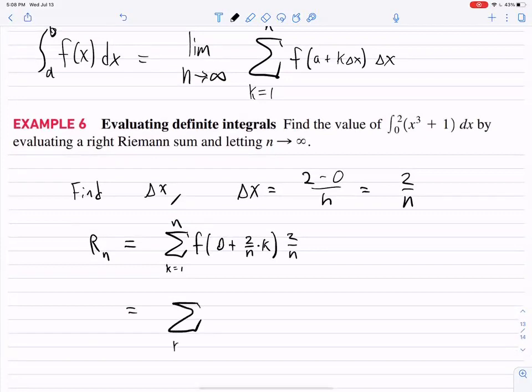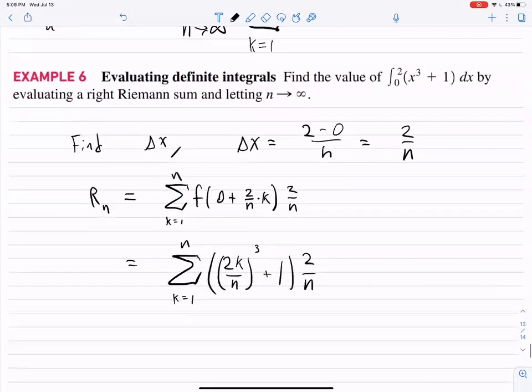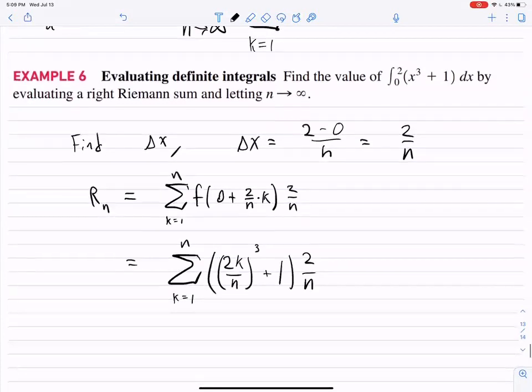So this is the sum from k equals 1 to n, and that's 2k over n cubed, so (2k over n) cubed plus 1, times 2 over n. So that's the right Riemann sum. And I could simplify this if I wanted to. What's that going to be?